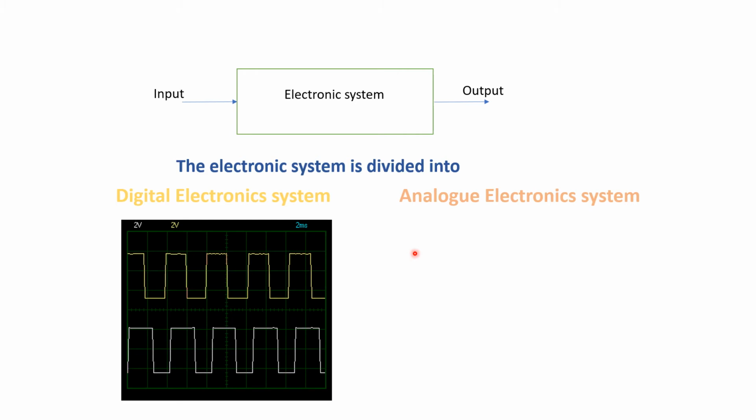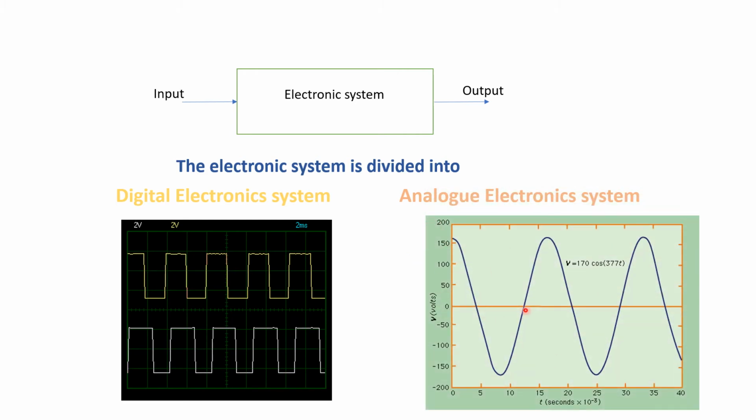And if you look at the analog electronic system characteristics, it will look something like this. Here the waveform is plotted between voltage and time. If you look at this, voltage is changing continuously from here to the lower level, and again from here to here it keeps on changing. So it is continuously changing, and this is how the analog electronic system behavior looks.